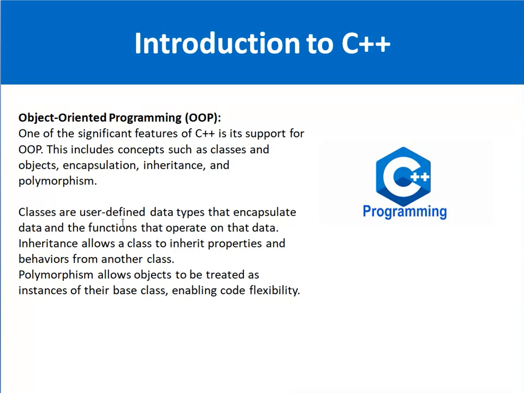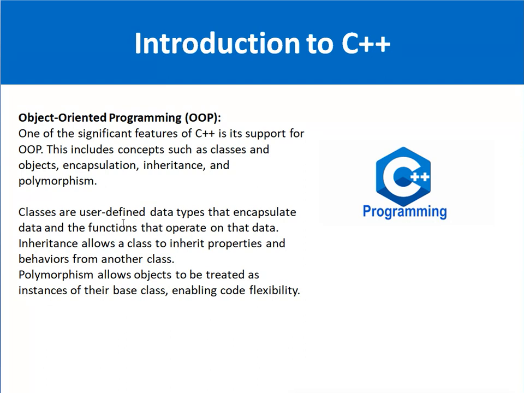C++ is well known for its object-oriented concepts because it significantly features the object-oriented concepts. These concepts include classes, objects, encapsulation, inheritance, and polymorphism. So C++ is a complete programming language which is based on the OOP concepts.